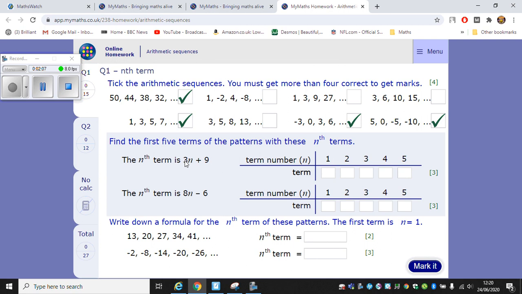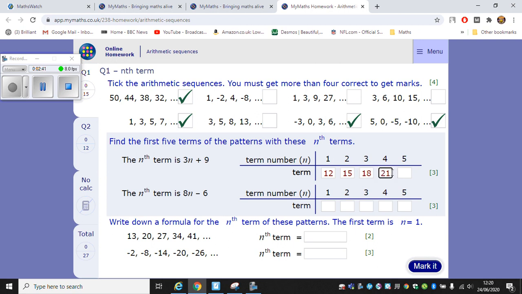So this says that we need to do 3 times the position, add 9. So we're going to replace n with a different position number each time. So we're going to start with n being equal to 1. So this means 3 times 1 plus 9, which would be 12. Then n is going to be 2, so 3 times 2 plus 9 is going to be 15. Then 3 times 3 plus 9 is going to be 18.